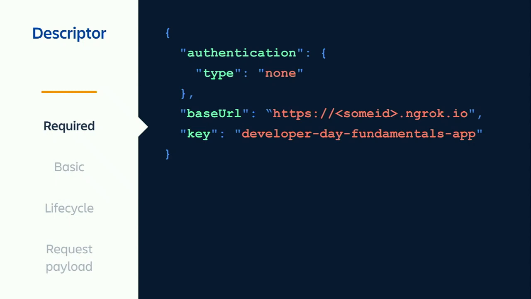Here we're setting the authentication to none. We're telling it where to go find our app, so what is the base URL of our app, and here we're using ngrok to do that. And what is the key? The key needs to be unique to the marketplace if you're going to publish your app on the marketplace, but your key is sort of your identifier to the ecosystem of what your app's called.